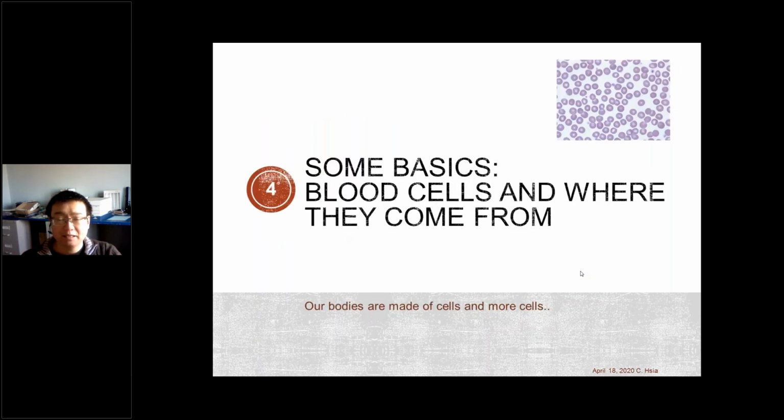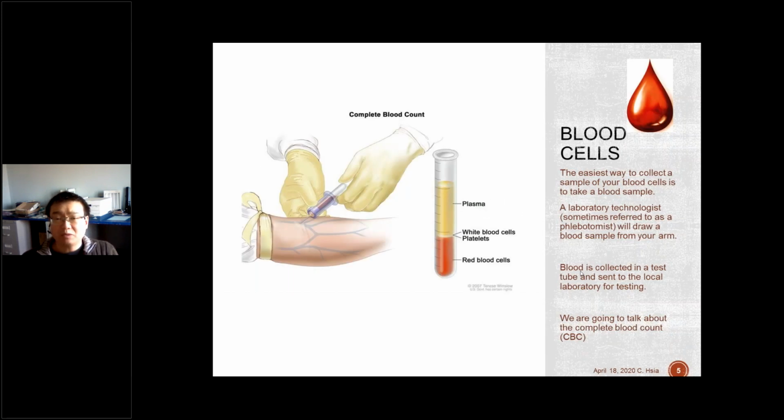We'll start with some basics first. And I think this is very exciting, especially when we talk to our medical students for the first time about what blood cells are and where they come from. And we're going to show you some pictures along the way here. So what are blood cells and where do they come from?